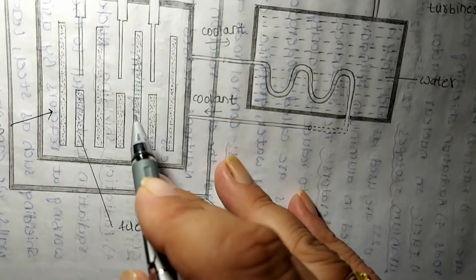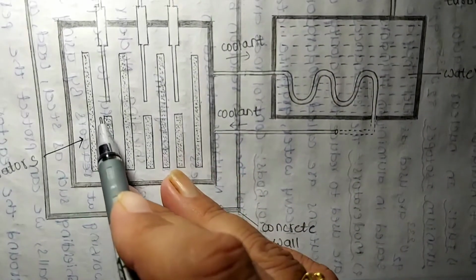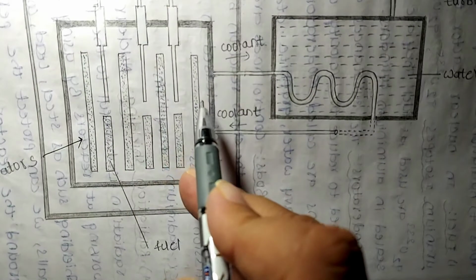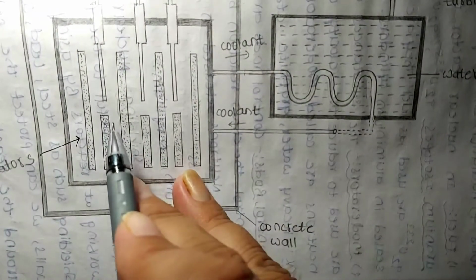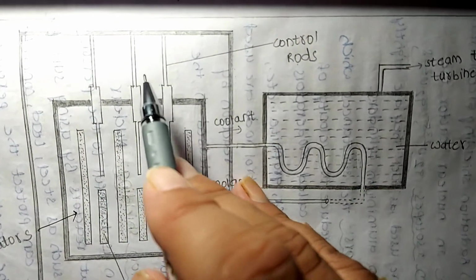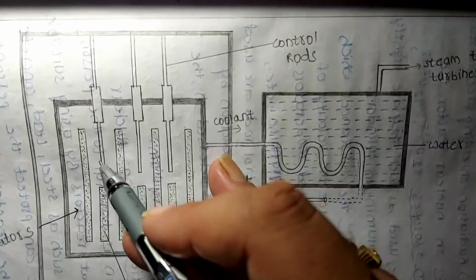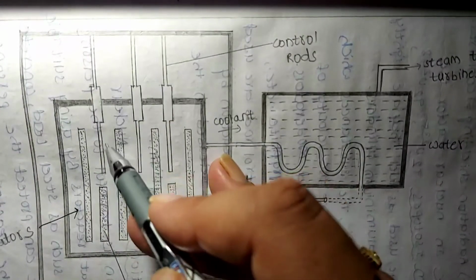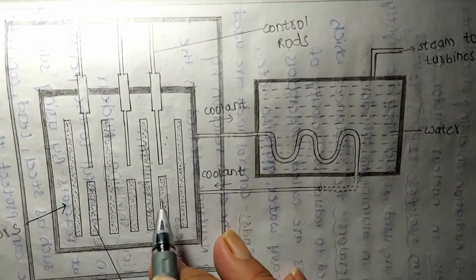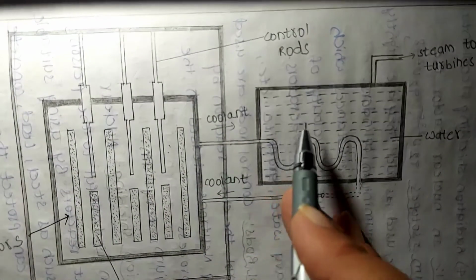Okay, whenever the chain reaction takes place, whenever the nuclear fission process starts, neutrons are released. These neutrons are absorbed by the moderators. These are the moderators, and the fast neutrons become thermal neutrons. These are the control rods. Whenever these control rods are inserted into the reactor, they absorb excess neutrons and they control the chain reaction.